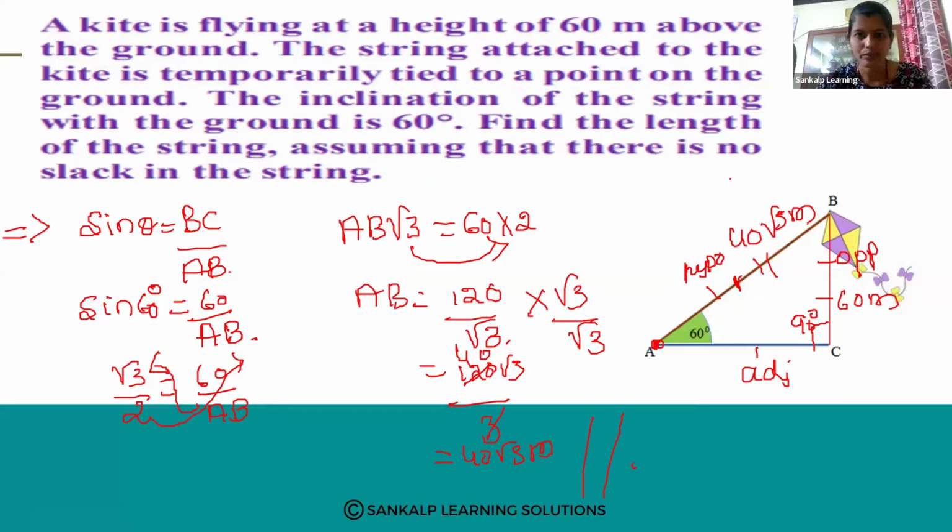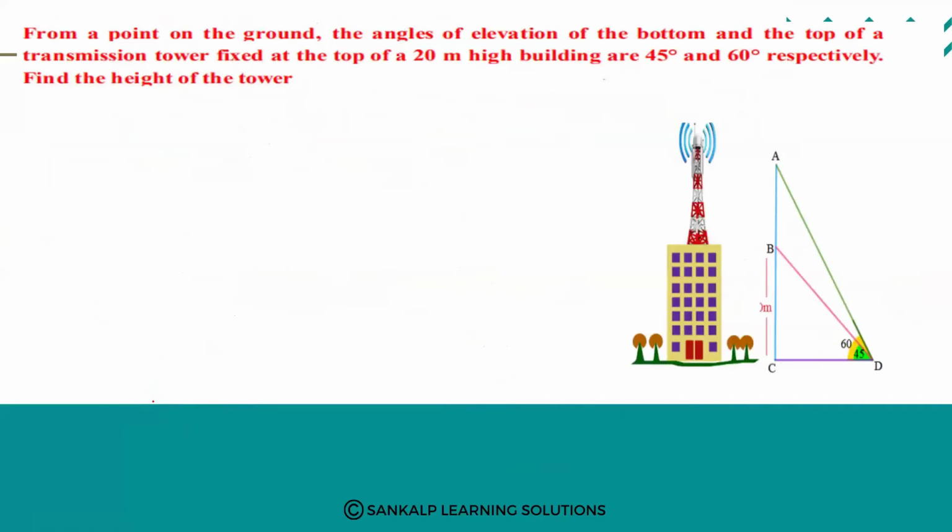Okay. So next question is like this. Wait. Yes. From the point on the ground, the angles of elevation of the bottom and the top of a transmission tower fixed at a top of a 20-meter high building are 45 degree and 60 degree respectively. Find the height of the tower.